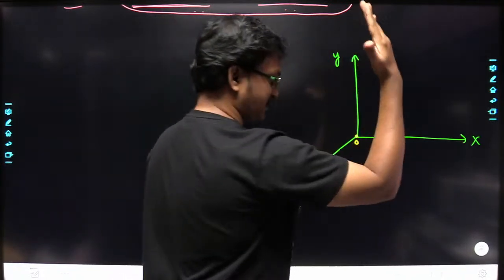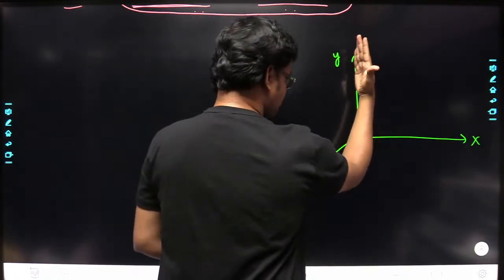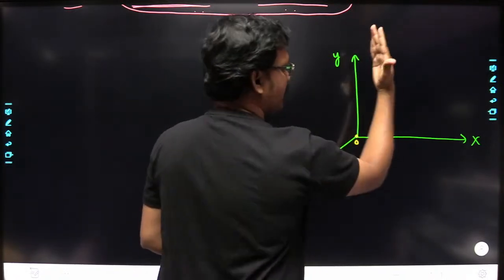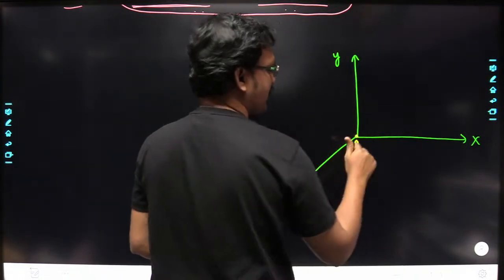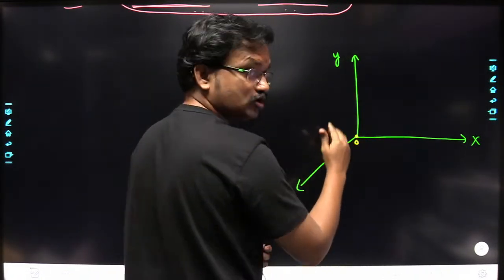So this will represent the YZ plane. At this YZ plane is located at what? It is located at x equal to 0 location.